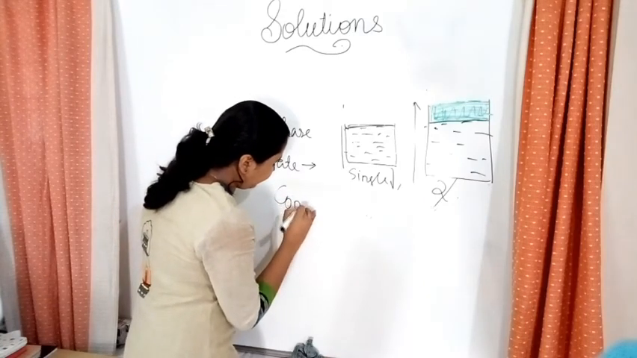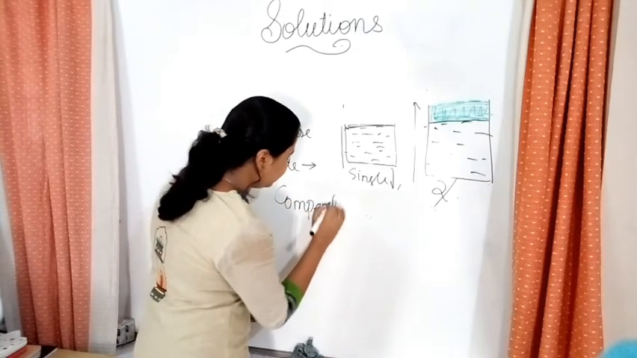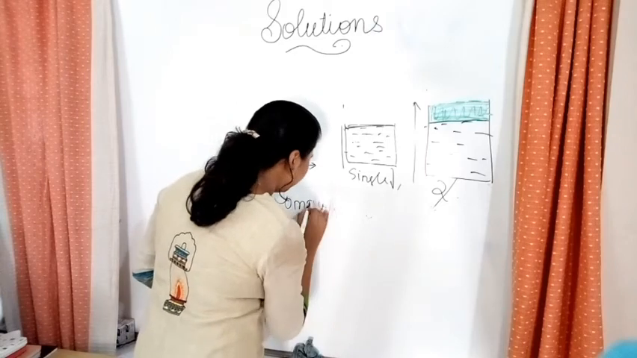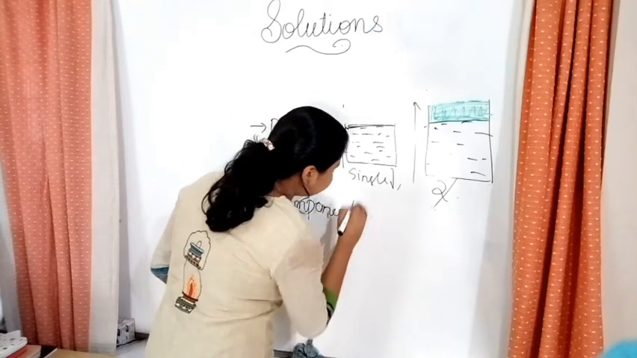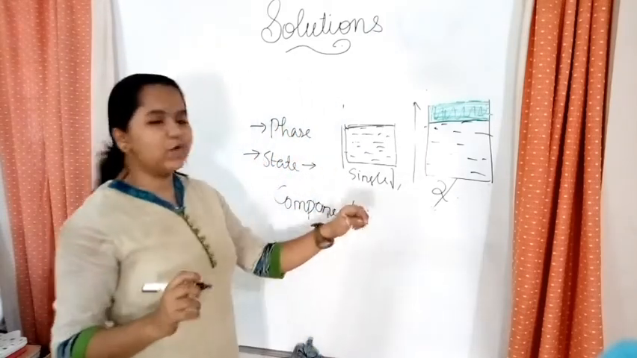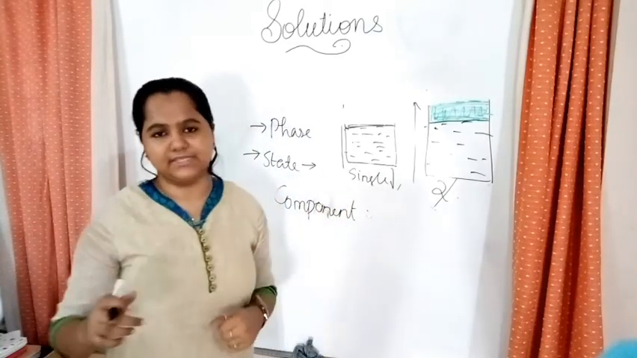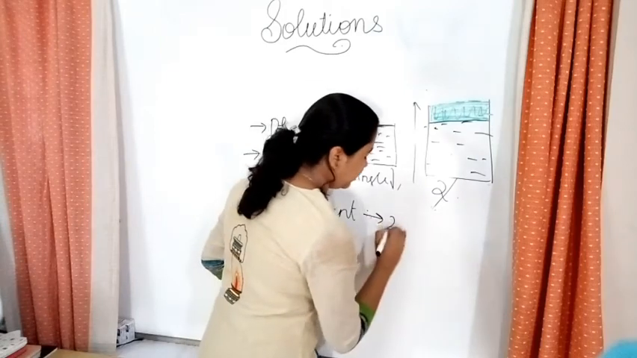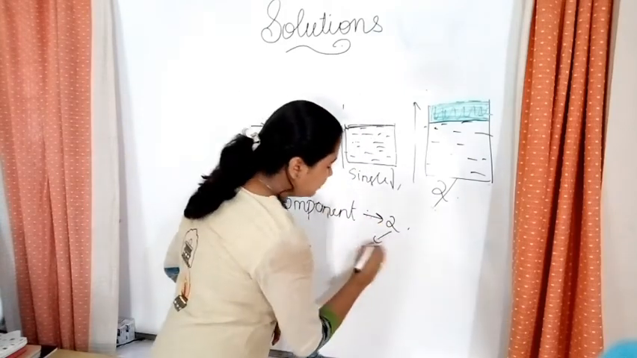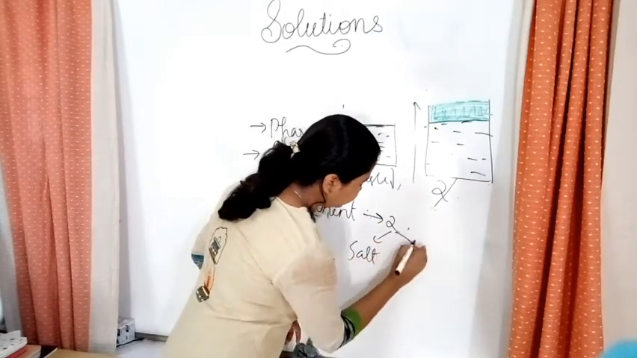Components. The smallest unit. Okay. So what are the components of a salt and water solution? How many components are there? There are two components for that. Which are they? Salt and water.